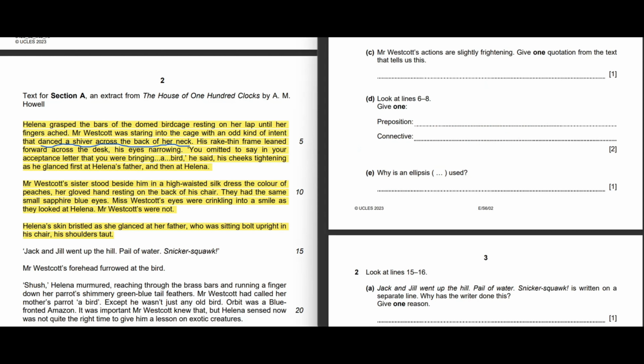Question 1C: Mr. Westcott's actions are slightly frightening. Give one quotation from the text that tells us this. So still from here, we can find the answer. 10 seconds for you. You can do it.